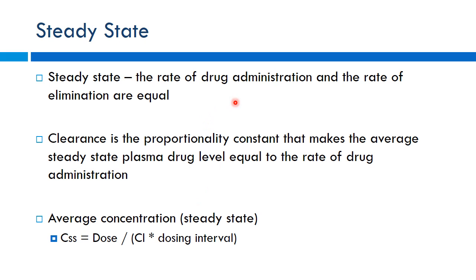So I mentioned steady state is going to be that period where the amount of drug that I'm putting into the system equals the amount of drug that's coming out of the system. And again, it takes roughly 4 to 5 half-lives, as long as I keep my dosing and the interval the same, to reach that steady state level. So clearance is going to be a proportionality constant that makes the average steady state concentration equal to the rate of drug administration, right? So at a certain point, as my clearance is going up and the concentrations are going up, it will end up balancing out regardless.